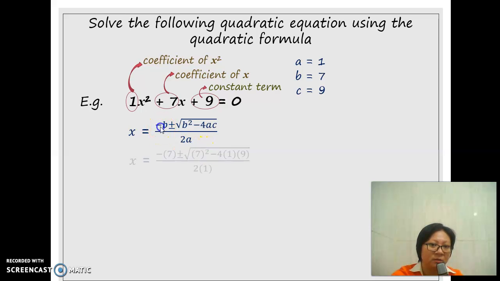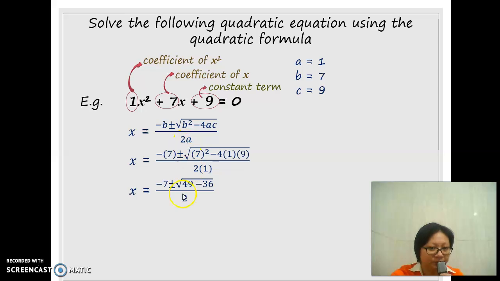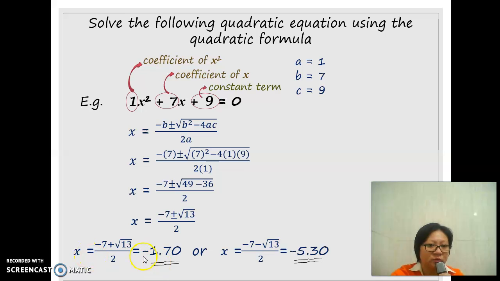So minus b means minus 7, b squared means 7 squared, minus 4 times a, which is 1, times the c, which is 9. And then I simplify the equation into this last one. I separate the possible solutions into x is equal to minus 1.070 or x is equal to minus 5.30. You can use a calculator to calculate this. And don't forget to underline your final answers twice.